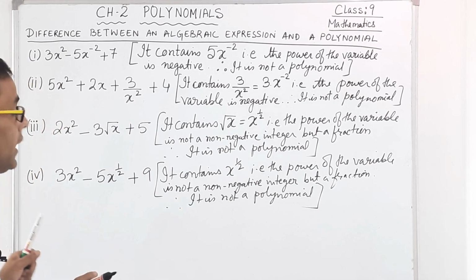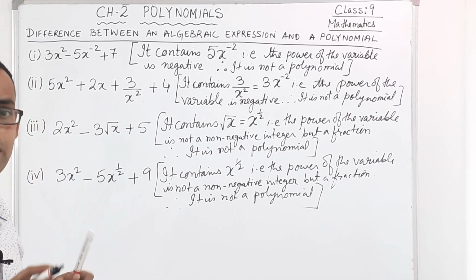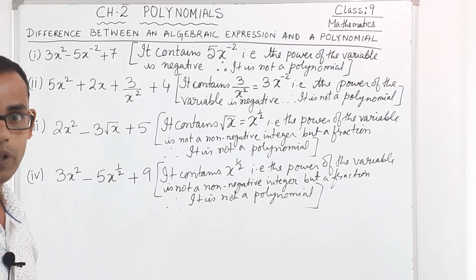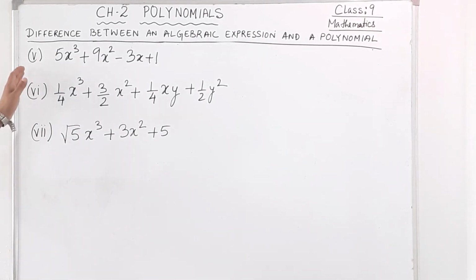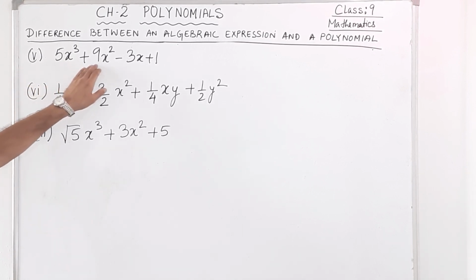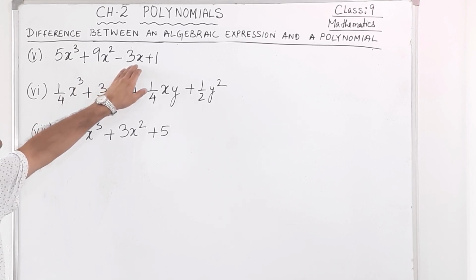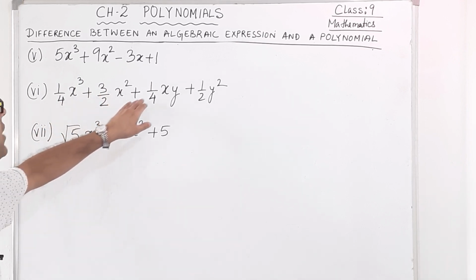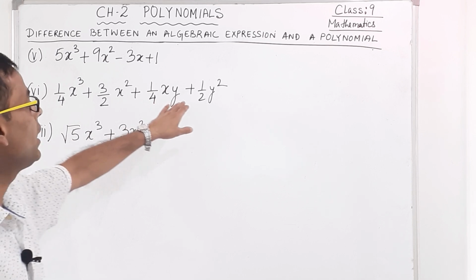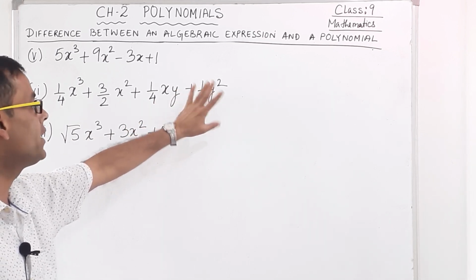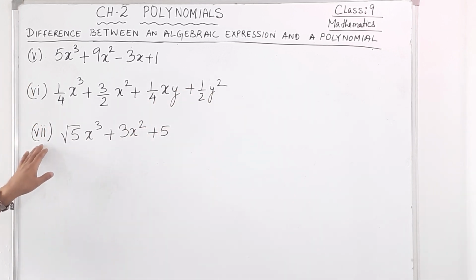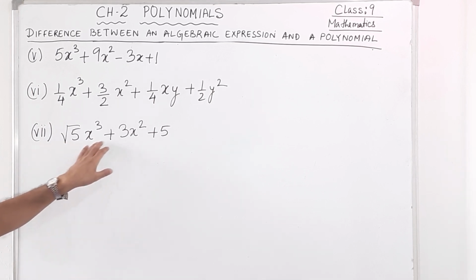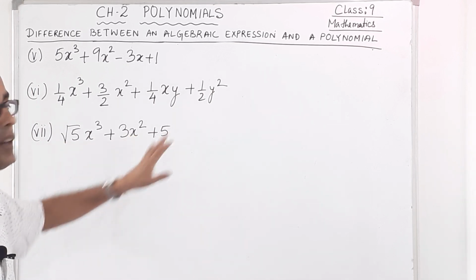Clear? Now we will take some more examples to understand in a more detailed way. Okay, now see some more examples. 5x to the power 3 plus 9x square minus 3x plus 1. Then 1 by 4x cube plus 3 by 2x square plus 1 by 4xy plus 1 by 2 or half y square. Then number 7, root 5x cube plus 3x square plus 5.